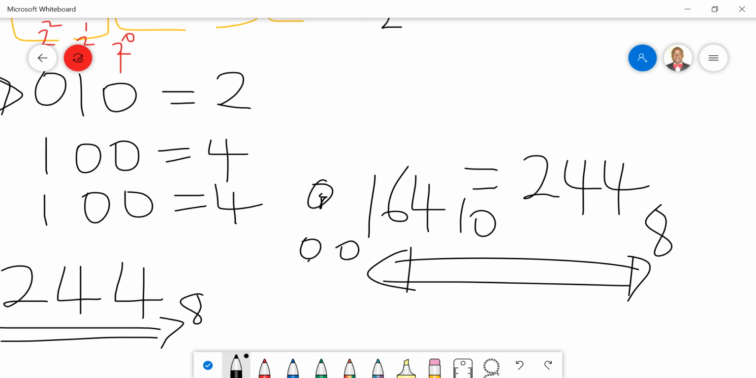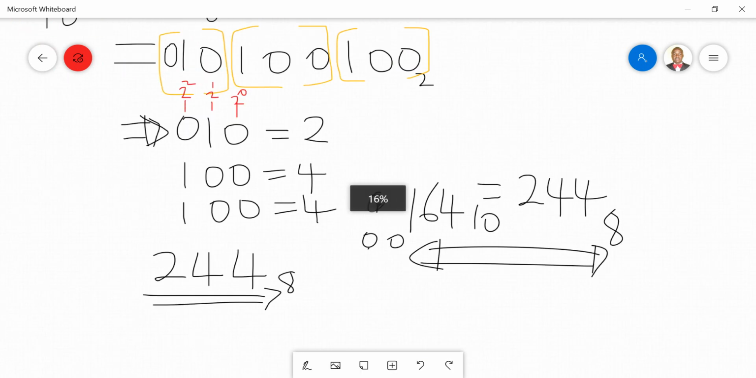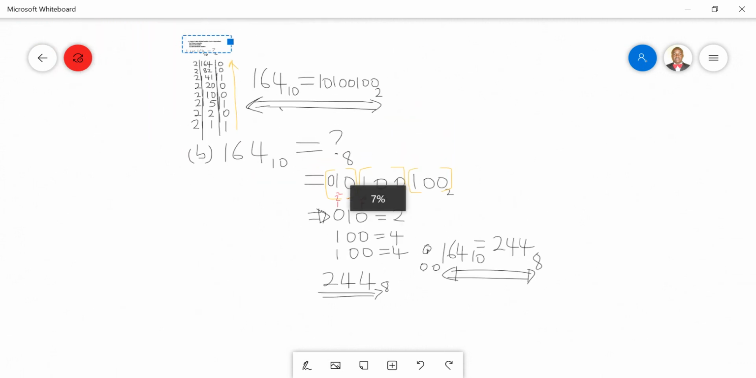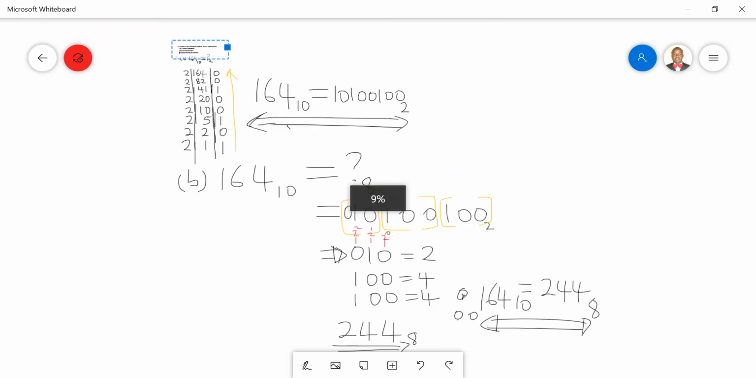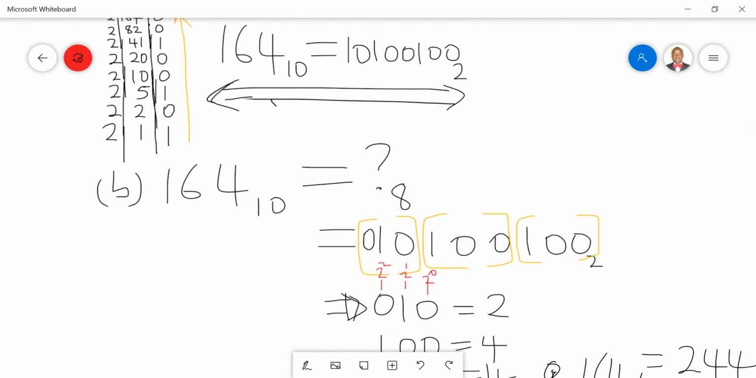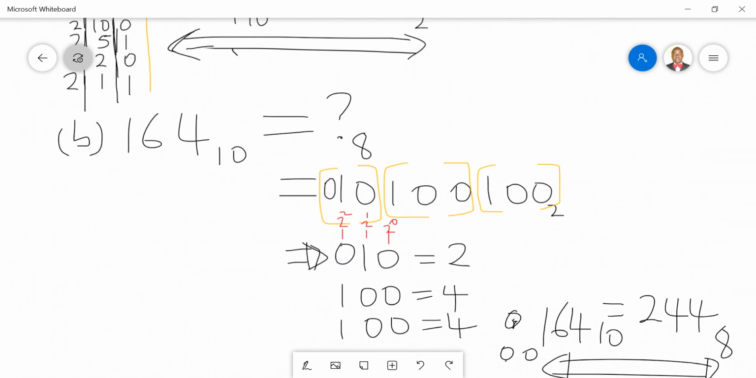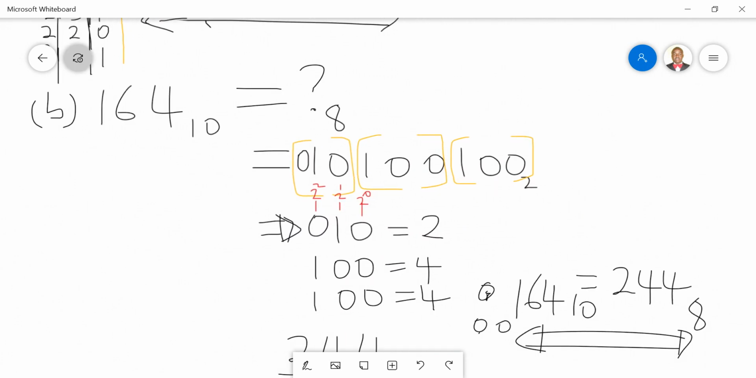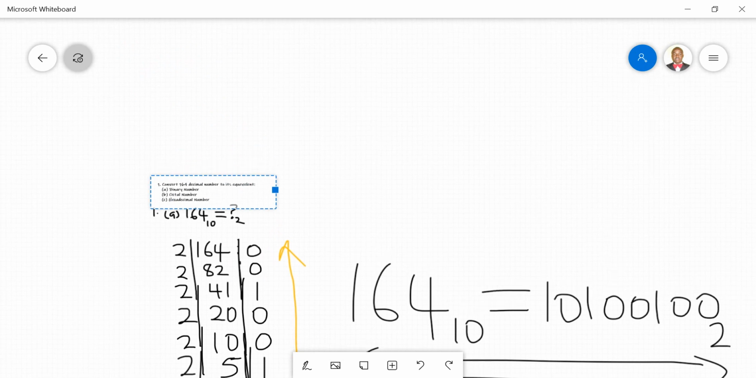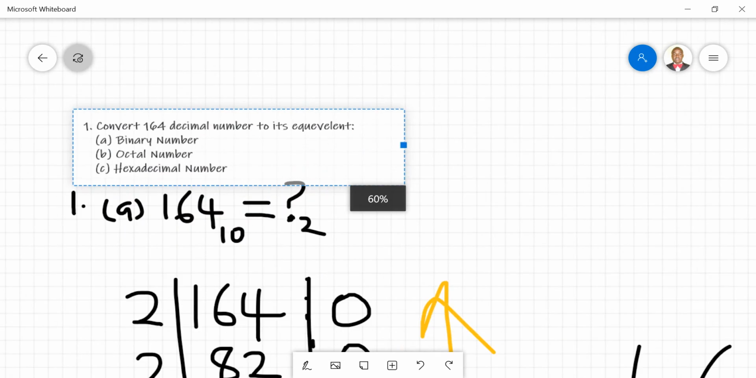So I hope you are getting it, guys. Let me take it slowly so that all of you understand. We say 164 base 10, we want to convert it to base 8. First of all, let's go again to the question so that you understand everything. I don't want you to miss anything.